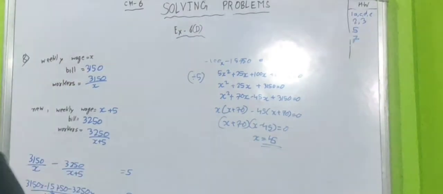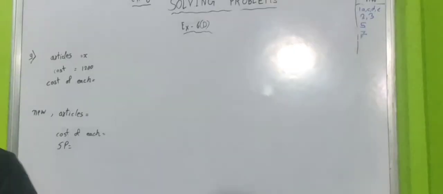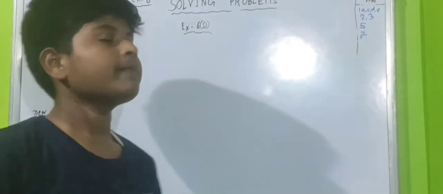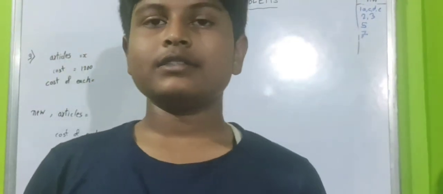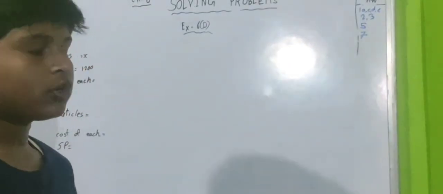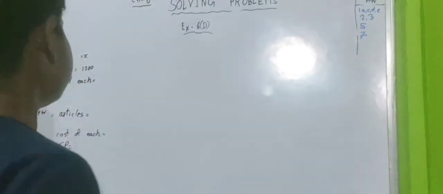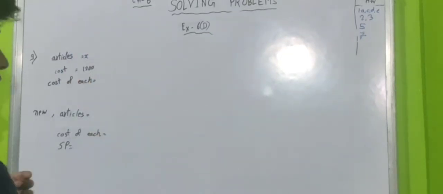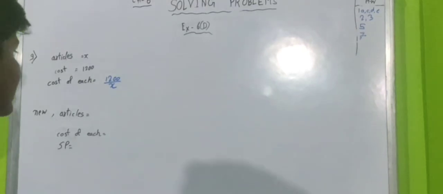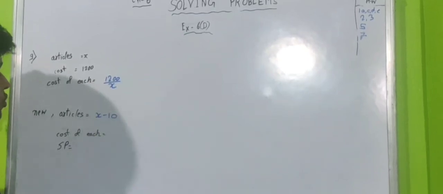Solve correctly. In question number 9, there are a few articles. The meaning of articles is a few products or commodities which are bought or sold from one state to another. So articles are x, we are denoting it as x. Cost is 1200, so cost of each you will get 1200 divided by x. But after that, a few articles are destroyed. Here 10 articles are destroyed, so the new articles are x minus 10.